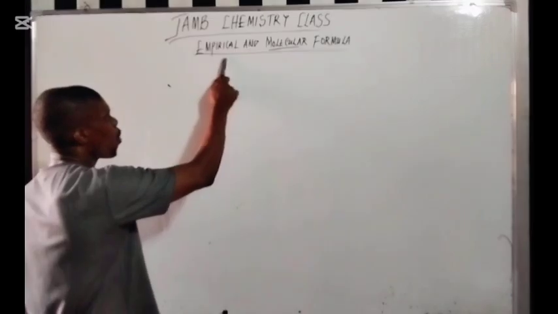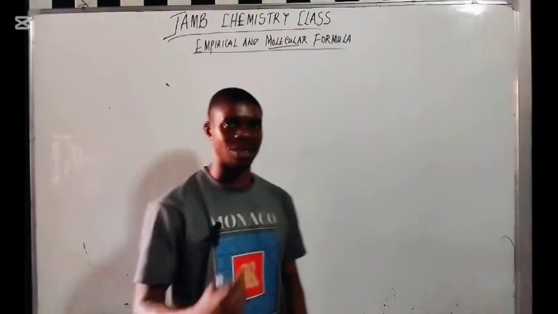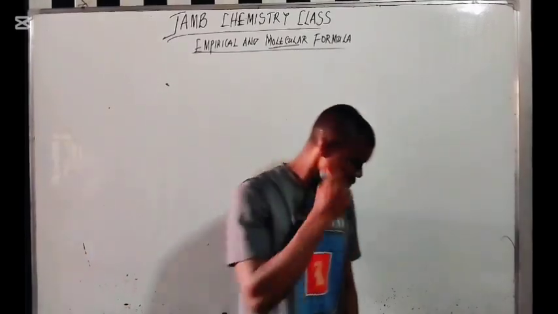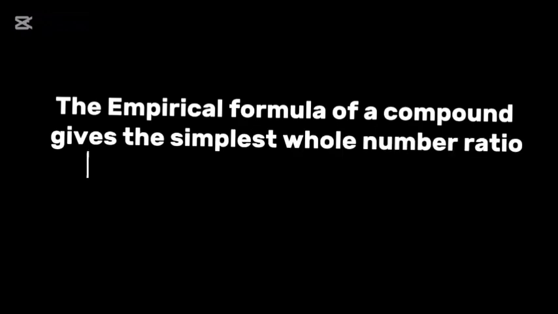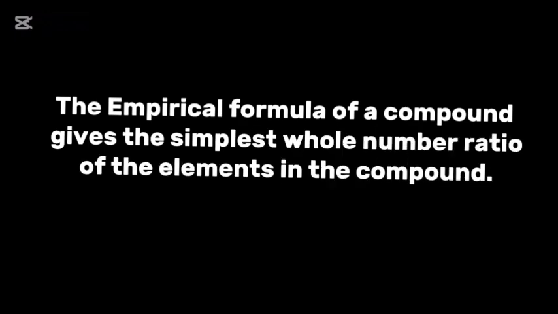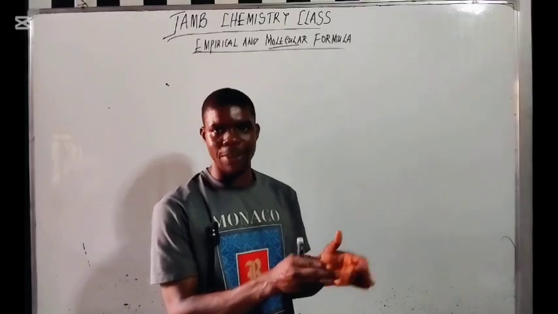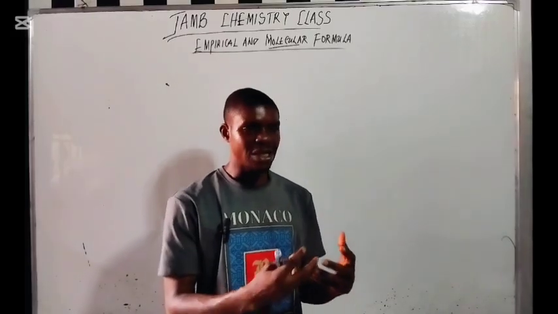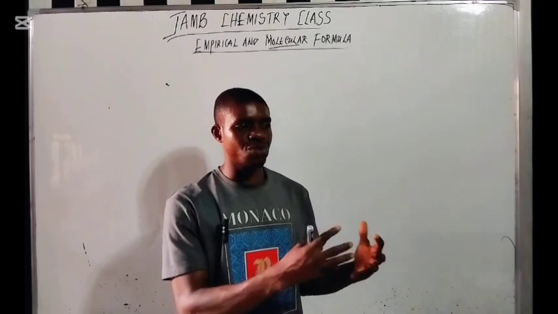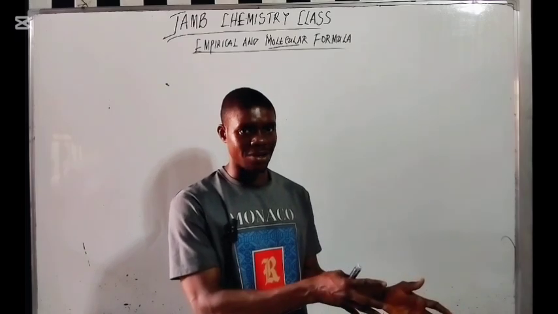First of all, what is empirical formula? You have to understand what empirical formula is, so please take it down. The empirical formula of a compound gives the simplest whole number ratio of elements in that compound. The key words are simplest whole number ratio. Simplest means that you cannot divide it down further.